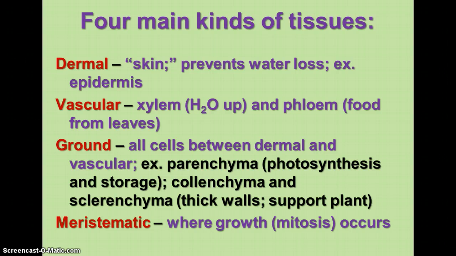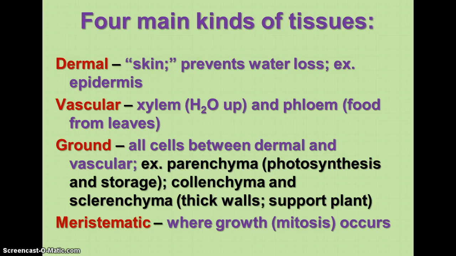The ground tissue is all other kinds of cells between the dermal and vascular tissue. A lot of different kinds of tissue are included here. A lot of this tissue is basically undifferentiated tissue. It's just cells that take up space. There are other functions that occur there.